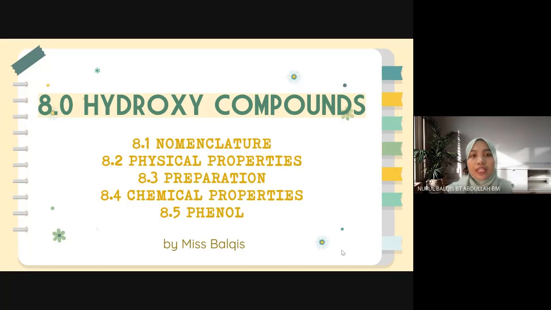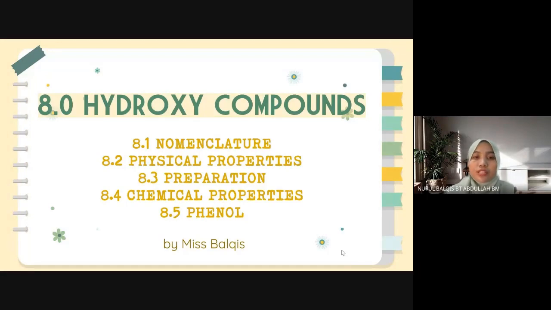Okay, hari ni kita akan masuk a new chapter number 8 called hydroxy compounds. So under this hydroxy compounds, we have 5 subtopics altogether. The first one is nomenclature, basically naming of hydroxy compound, alcohol. And then we have the physical properties. Physical properties tu boiling point, solubility. Okay, lepas tu 8.3 is the preparations of alcohol itself.